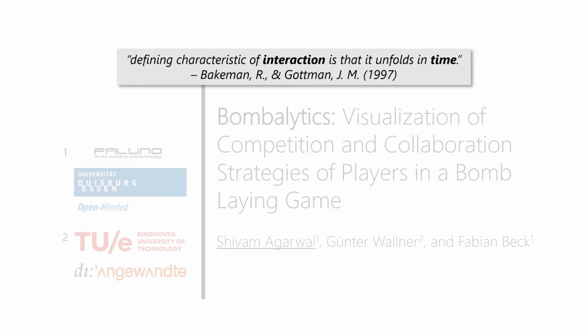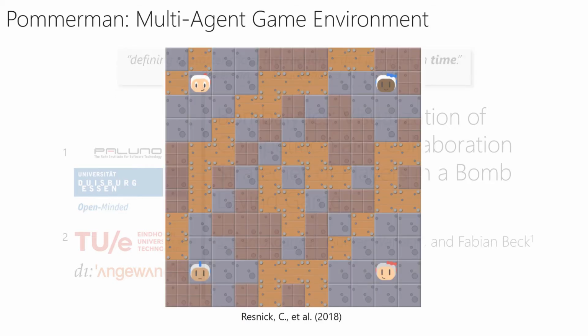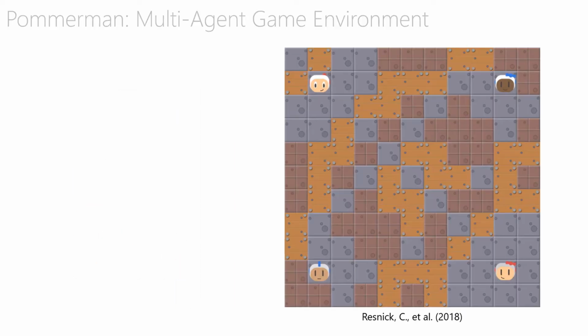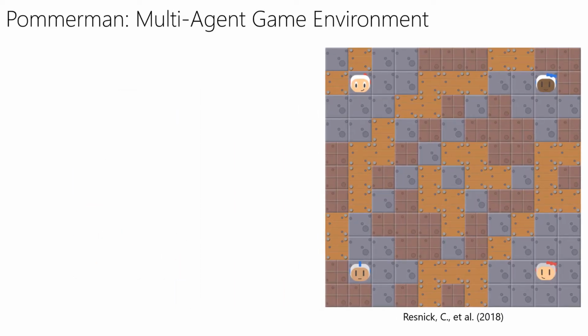To quote Bateman and Gottman, defining characteristics of interaction is that it unfolds in time. To begin our research, we needed interaction data from some environment where entities compete and collaborate. We showcase our approach and tailor it for a multi-agent game environment called Pommerman.